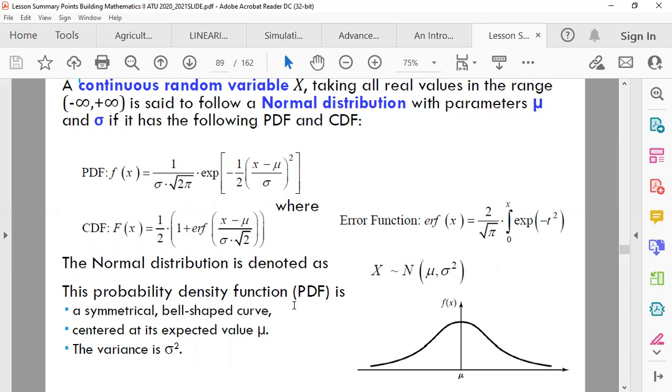Now, what we need to understand about the normal distribution is that it is for continuous random variables. Good. So any continuous random variable with parameters mean mu and standard deviation sigma. So the normal distribution has parameters of mean mu and the standard deviation sigma.